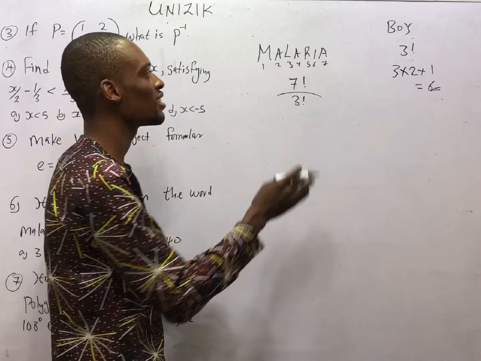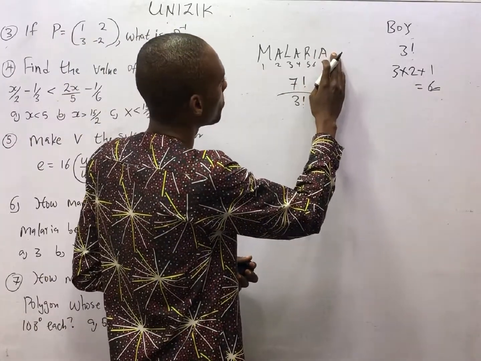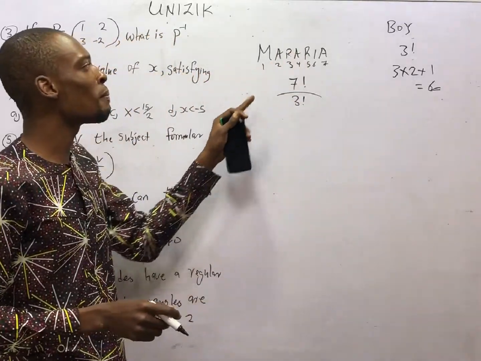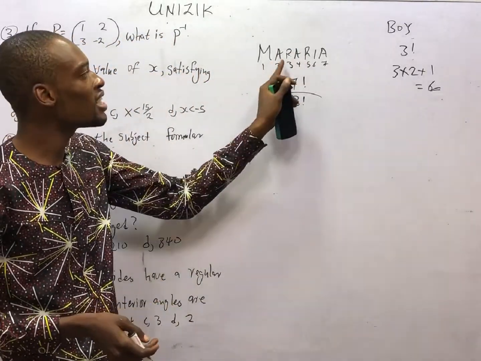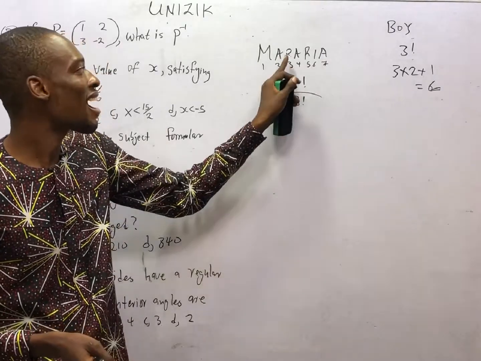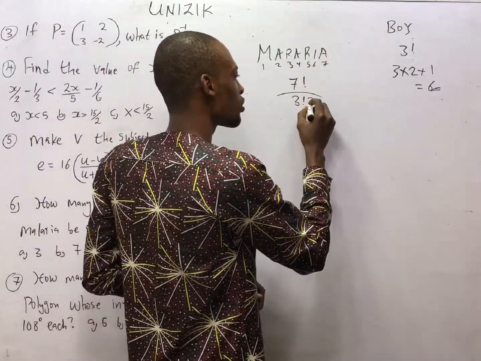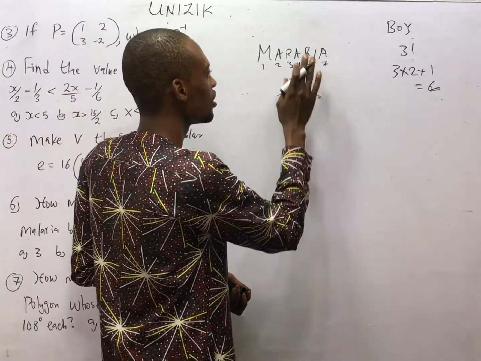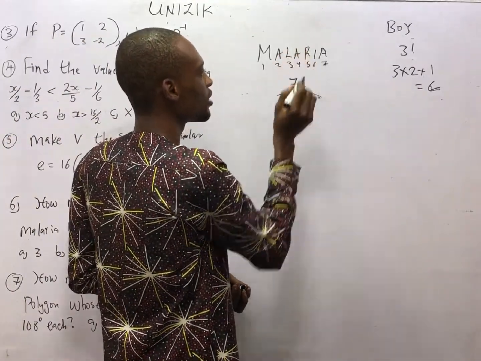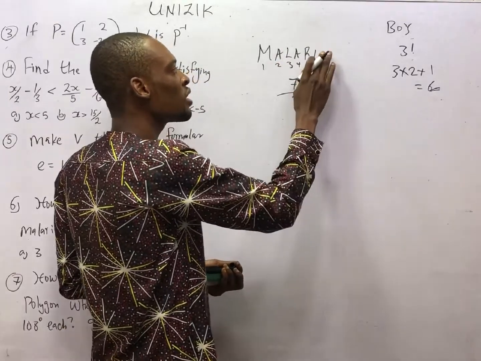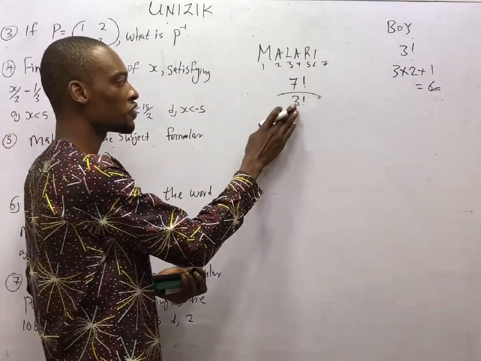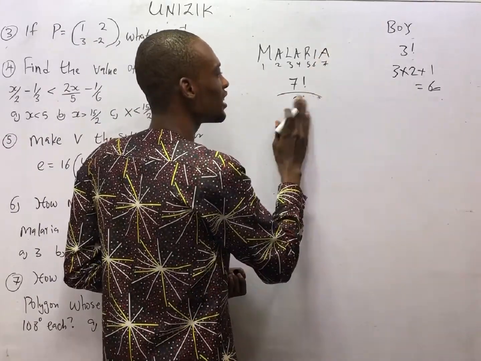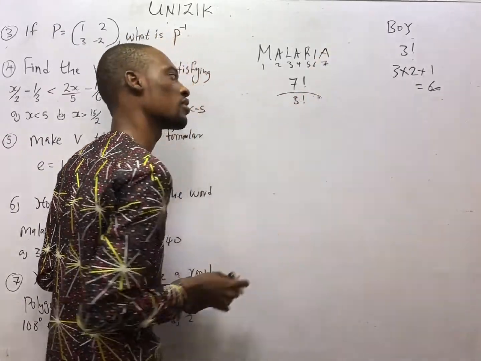If it were something like this, let's say, okay, R. If R were to be here, in malaria, it simply means A repeated 3 times, 3 factorial, R 2 times, another 2 factorial. But here, only A is repeated. And if it were just 2 A's in malaria, instead of 3 here it will be 2 factorial. But since A appeared 3 times, here is 3 factorial.